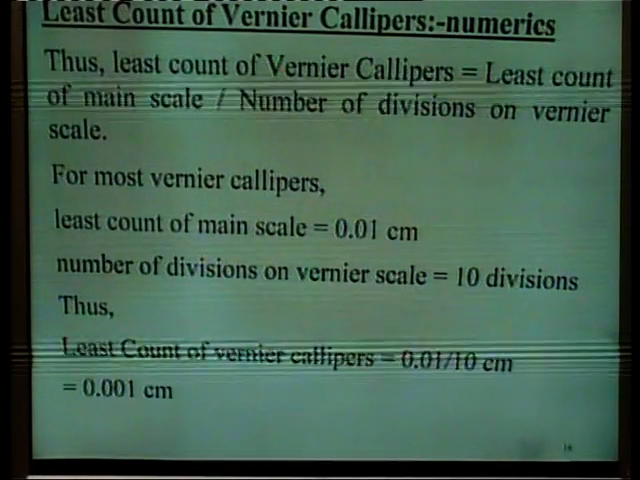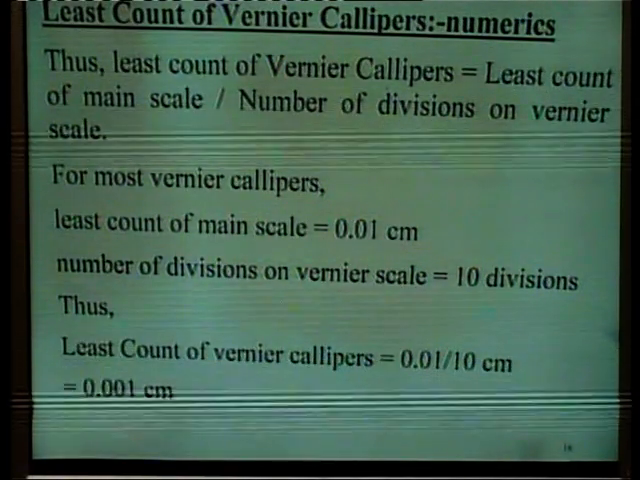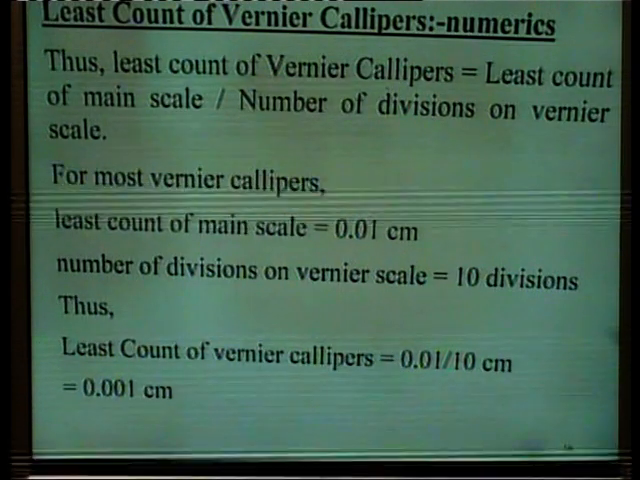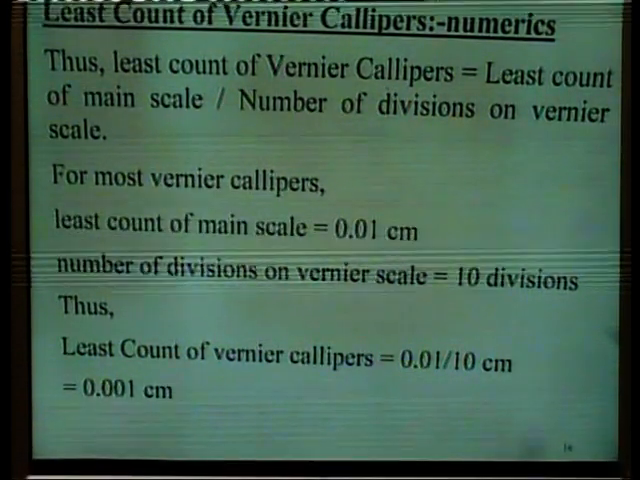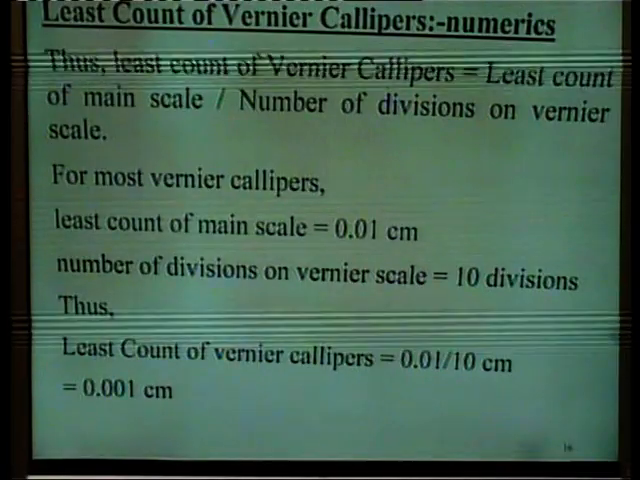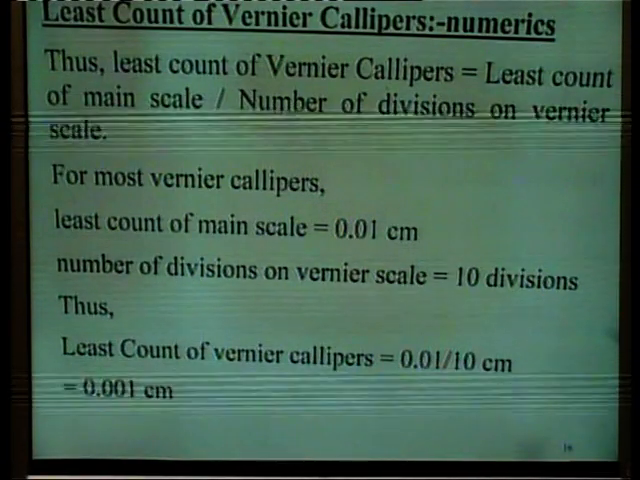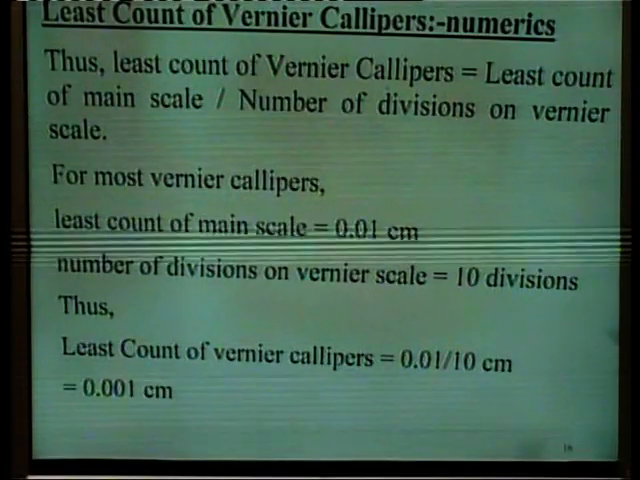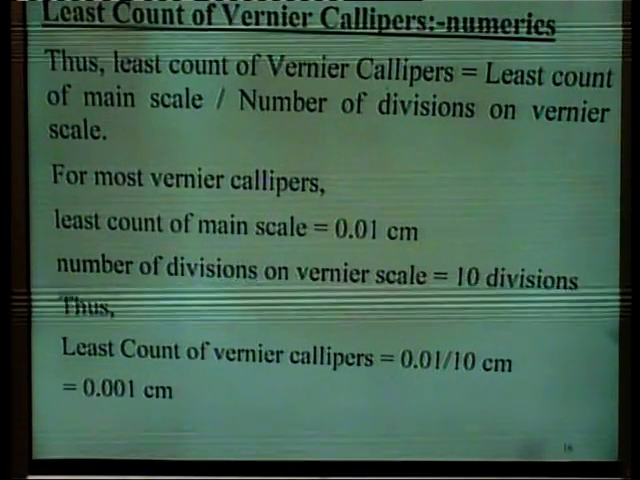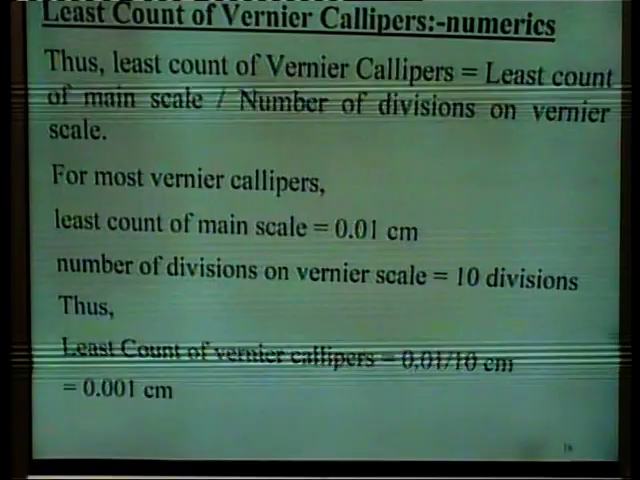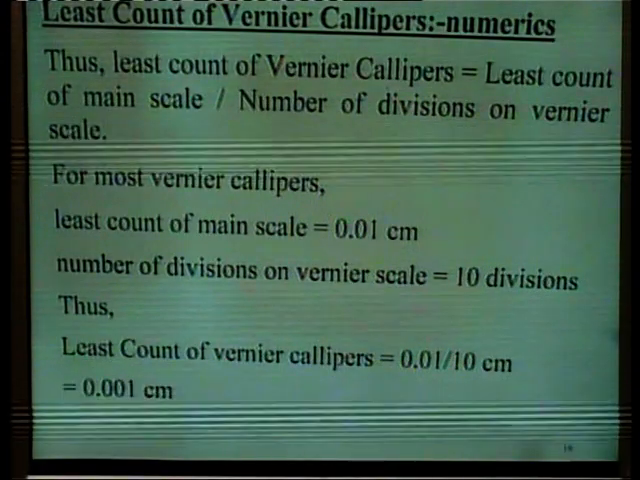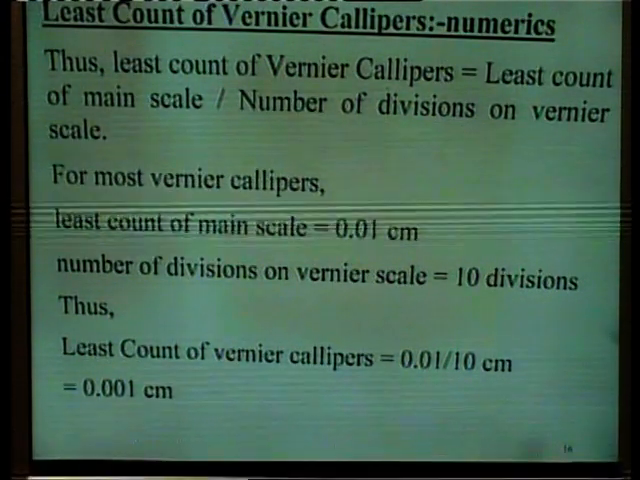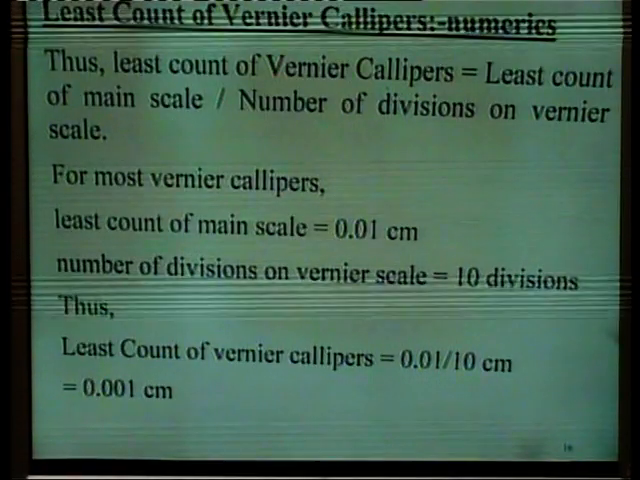So, for most vernier calipers, the least count of the main scale is equal to 0.01 centimeters. The number of divisions on the vernier scale is equal to 10 divisions. Thus, the least count of the vernier caliper is equal to 0.01 divided by 10 centimeters, which comes out to be 0.001 centimeters.